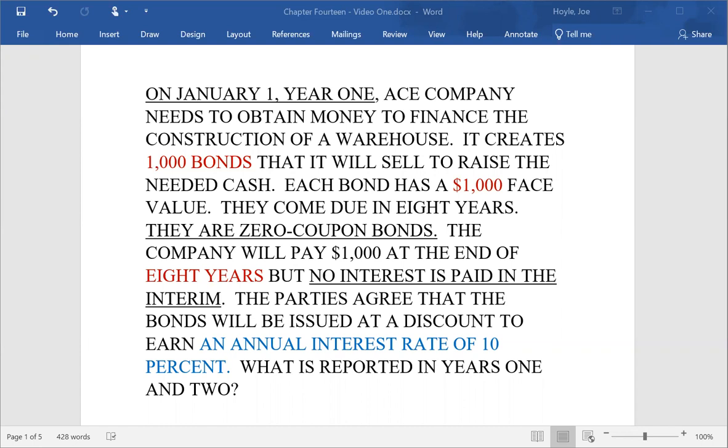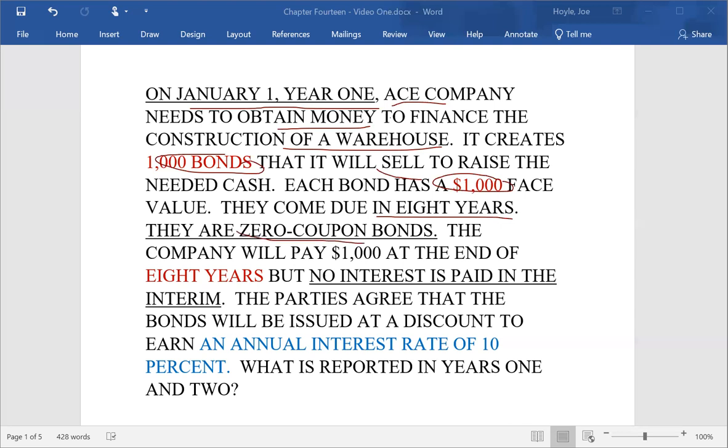So here's the example we're going to look at. On January 1, year one, Ace Company decides that it needs to obtain some money and they're going to finance the construction of a warehouse. I tried to make this as normal as possible. This happens all the time. They create 1,000 bond contracts, and those 1,000 bond contracts are going to be sold to investors in order to raise the needed cash.